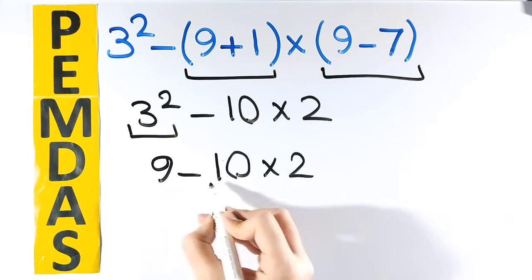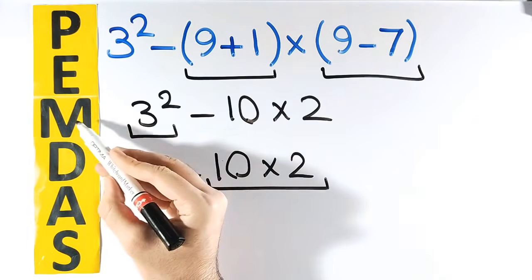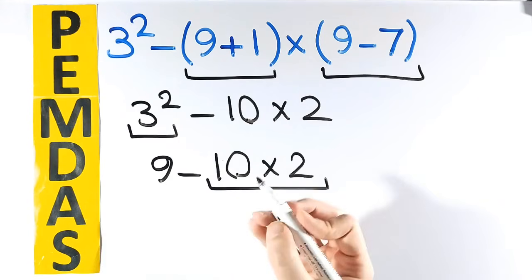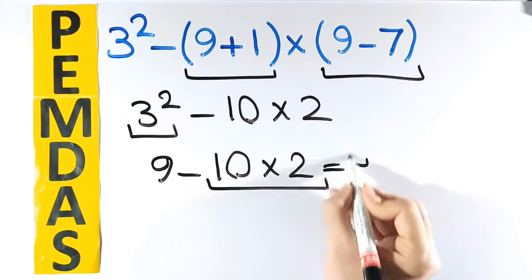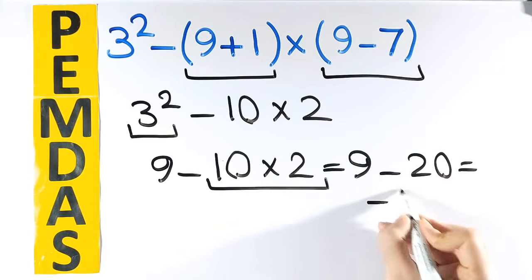In the final step, we go for the multiplication between 10 and 2 because multiplication has priority over subtraction. So, we rewrite this expression as 9 minus 20, which finally gives us the answer, negative 11.